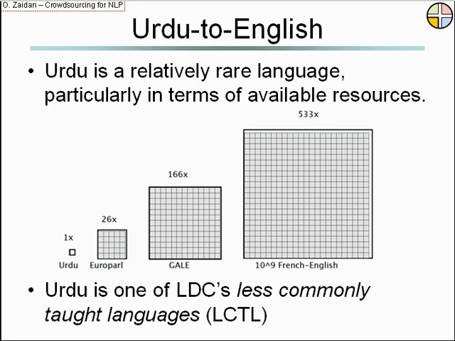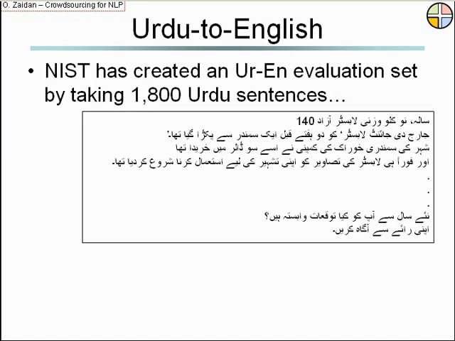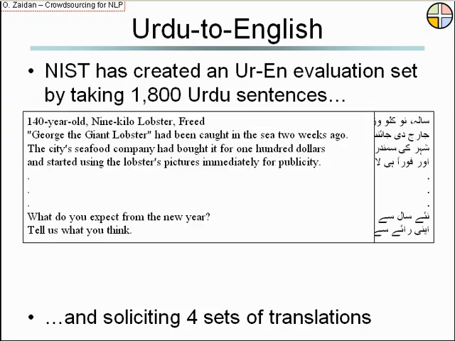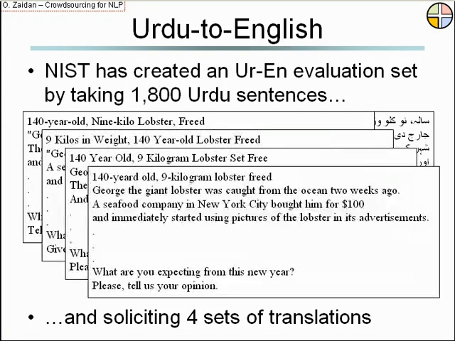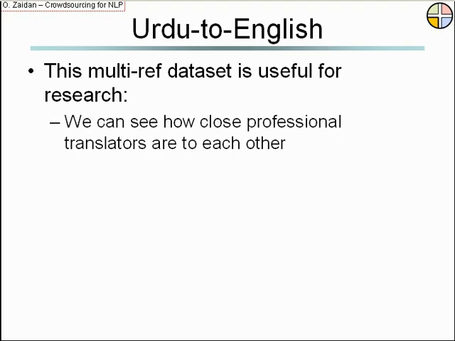These are languages that are spoken by large numbers of people, but for which we don't have a lot of resources. One resource that we do have is this data set created by NIST for their annual evaluation. They took a set of about 1,800 Urdu sentences, and they created 4 sets of reference translations for them. So for each source sentence, we had 4 reference translations. The quality here is really good because they got this from a professional translator. And not only that, but this multiple reference data set is useful for research because we can see how close the professional translators are to each other.